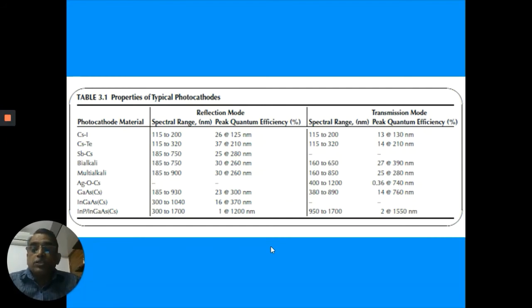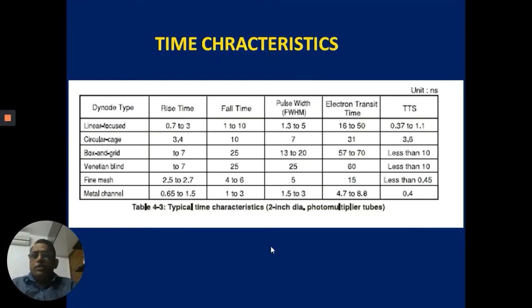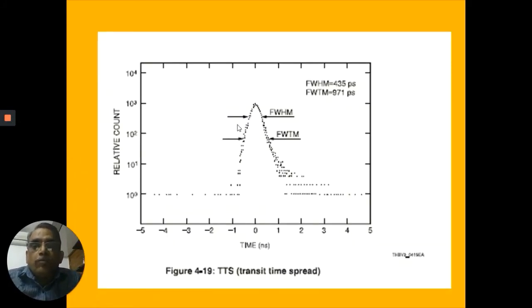And the time characteristics are decided by your dynode type. There is the linear focus, and we already mentioned the MCP type, and each one of them has different times, like rise time, fall time, pulse width, and electron transit time. They are all decided by your dynode type. Dynode type basically decides what kind of time resolution you can get out of the photodetectors you are using, in particular the photomultiplier tube. Now you can talk about full width at half maximum, FWTM, and transit time measurements.